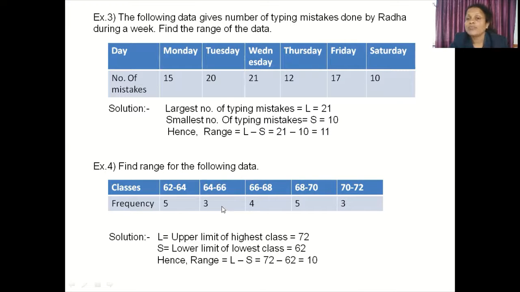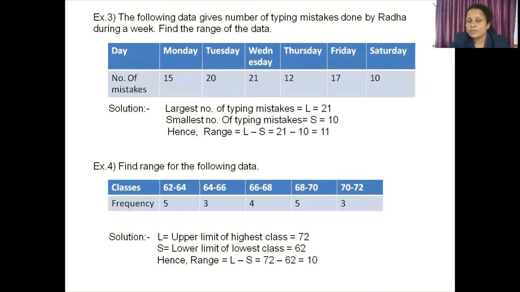So remember how we find range in grouped data. In grouped data, our observations are with their class interval. So we find highest class interval and lowest class interval. And for S, we choose lower limit of lowest class. And for L, we consider upper limit of highest class. So remember this first measure of dispersion, that is range, which is very simple and which carries 1 mark in our question paper, that is very short answer question.